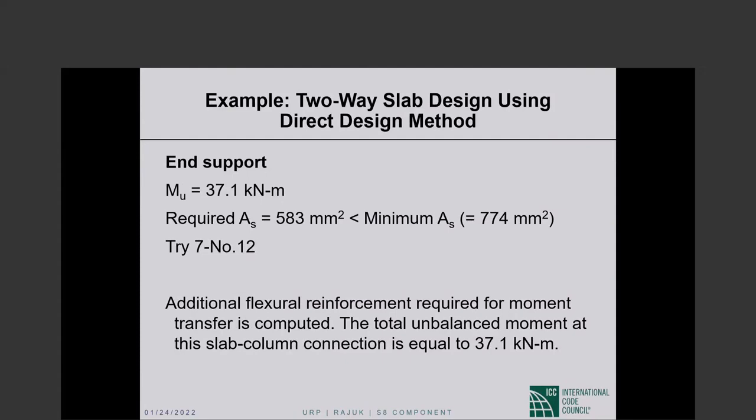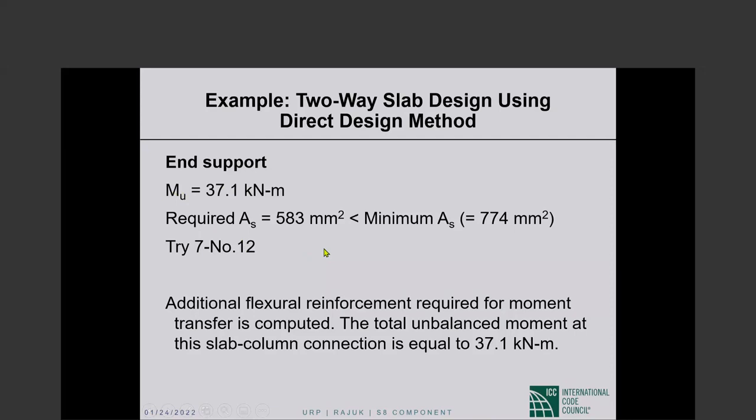For this bending moment, the required A sub S for our slab thickness is 583 square millimeters. That being less than the 0.18%, we have to provide the minimum, that is 7 number 12. Additional flexural reinforcement required for moment transfer is computed for the total unbalanced moment. So the bending moment itself requires 7 number 12.